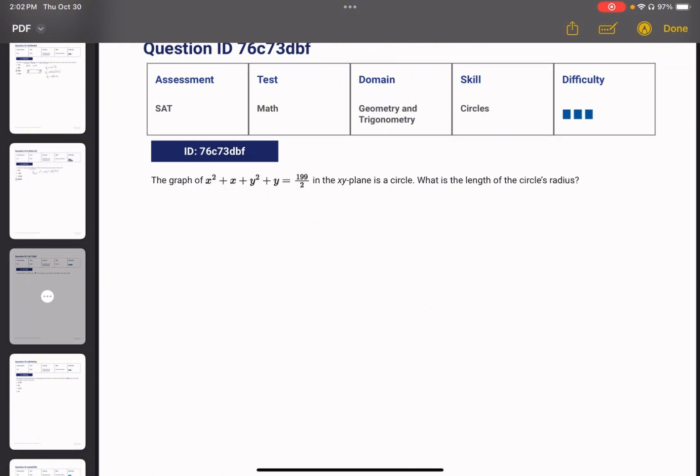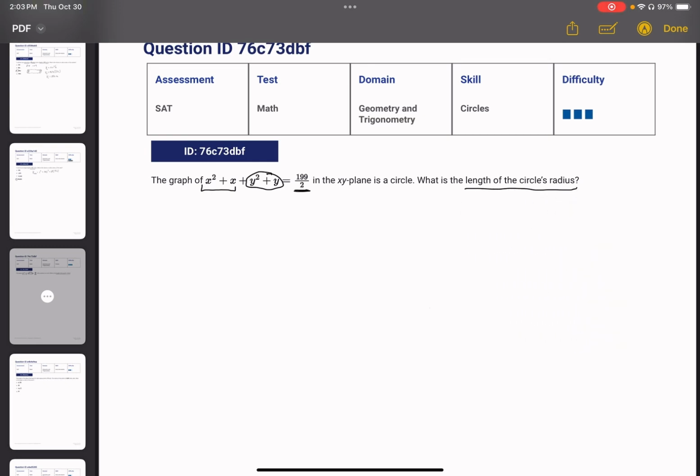Okay, this is not as simple. The graph of x squared plus x and y squared plus y is equal to 199 over 2 in the xy plane is a circle. What is the length of the circle's radius?